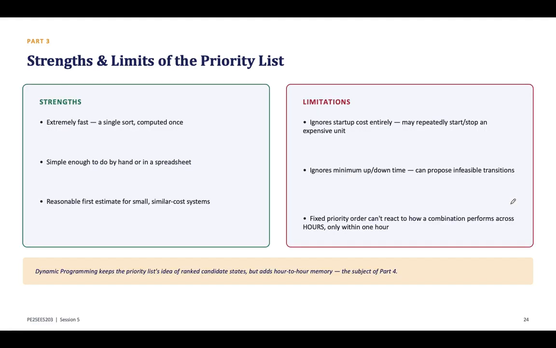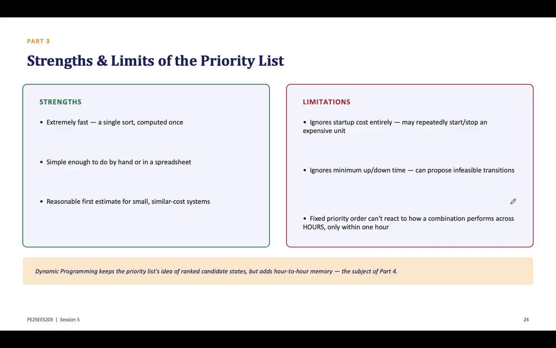Strengths and limitations of priority list. See, the priority list is fast because it reduces a complicated scheduling problem to a single sorting operation and repeated capacity accumulation. So, for a small system with similar units and modest time coupling, this can provide a useful first estimate. Its limitations, however, are fundamental.